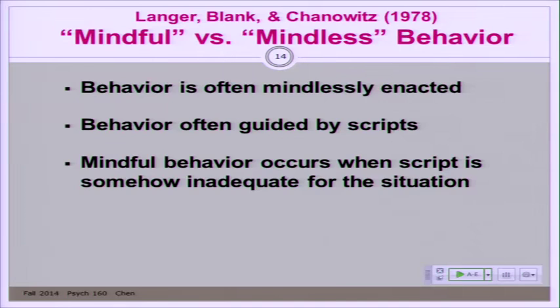There's factors out there in the world that are alerting me that my typical driving script, my typical reliance on mindlessly adhering to my driving script is probably not a good idea in this situation. And I will be shifting to more mindful driving kind of behavior. You with me? Okay, pretty simple idea, but profound too.